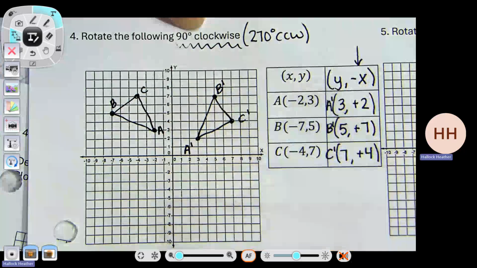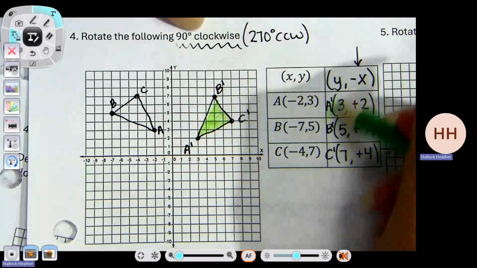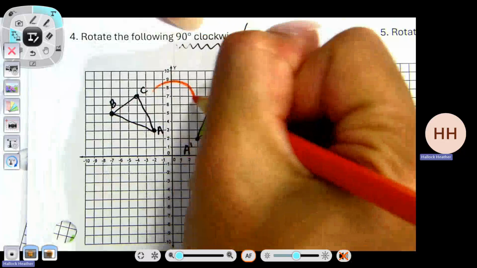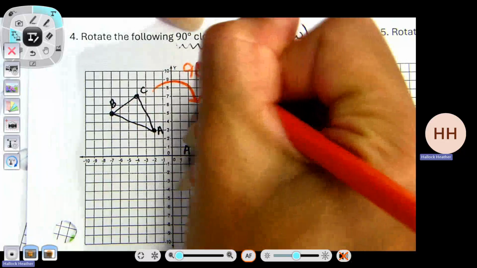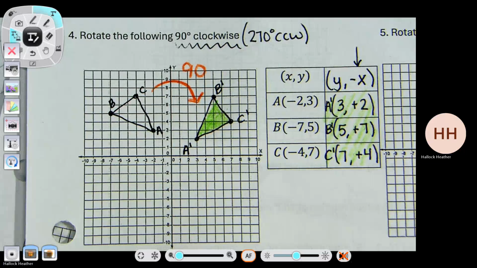So it still preserves distance and angle measure, literally exactly the same. It's just spinning around 0, 0. So it went 90 degrees this way. All right, 90. So try number 5. Start by plotting your points.